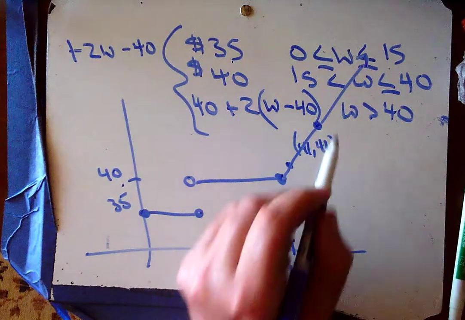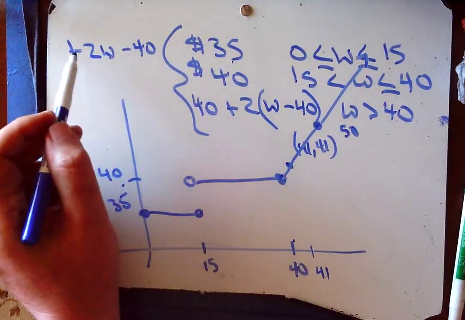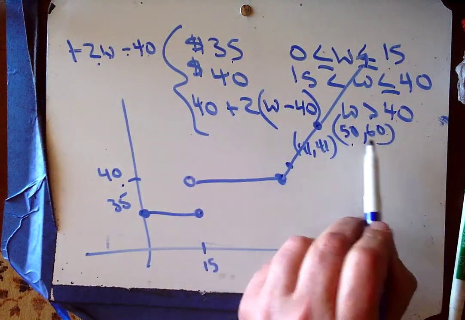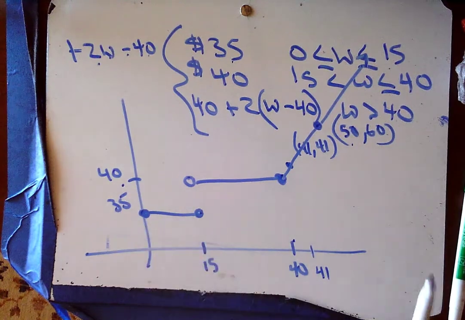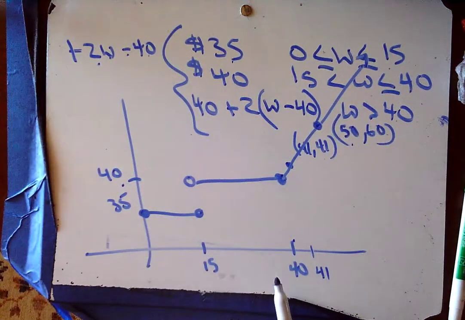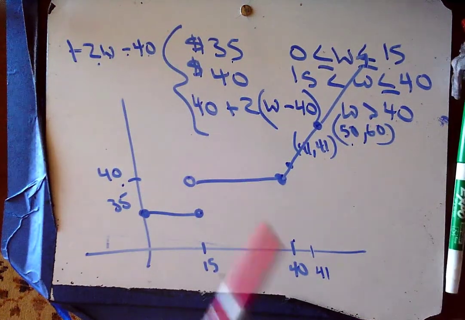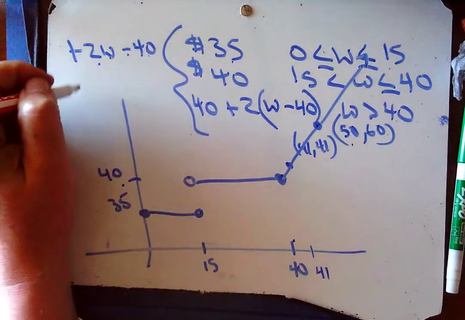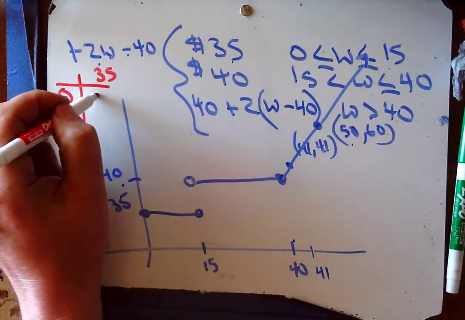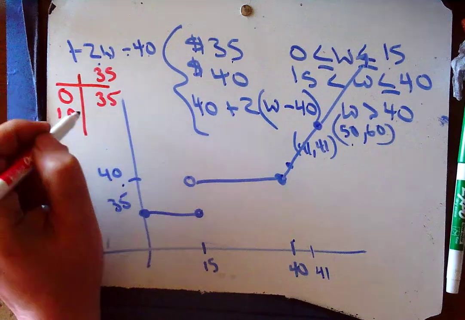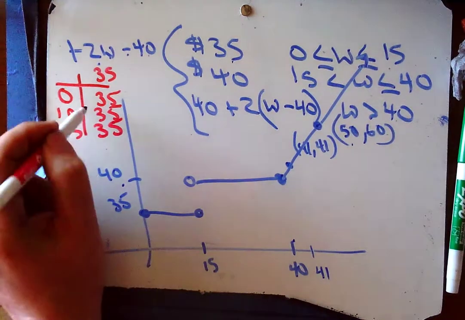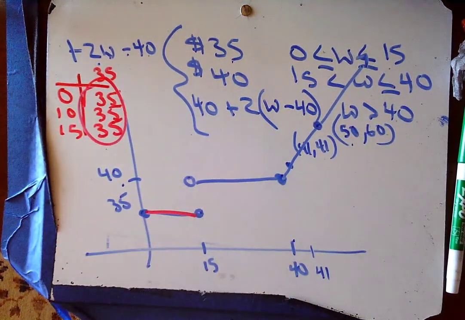Okay, we could even plug in a point like 50. 50 times 2 is 100, minus 40 is 60. So if your dog weighs 50 pounds, they're charging you 60 bucks. There's my piecewise function. I had to build the piecewise function first and then graph it. Now, if you're not comfortable graphing these horizontal segments or graphing any of these things, remember you can always use a t-chart. So at 0, we've got 35. At 10, we've got 35. At 15, we've got 35. Always 35, which is why I graphed that horizontal segment.